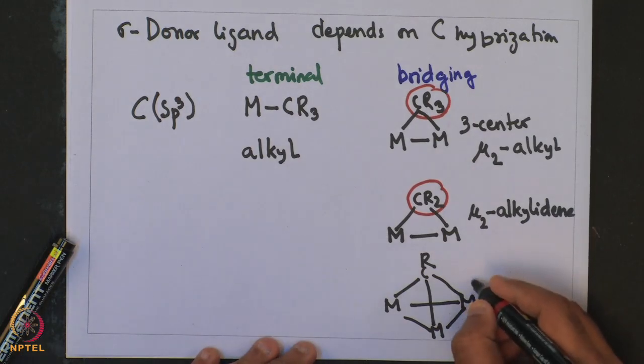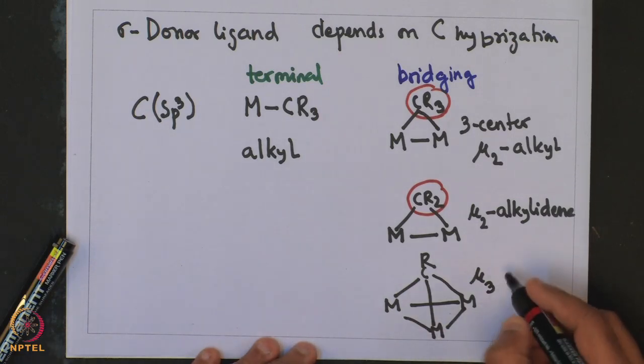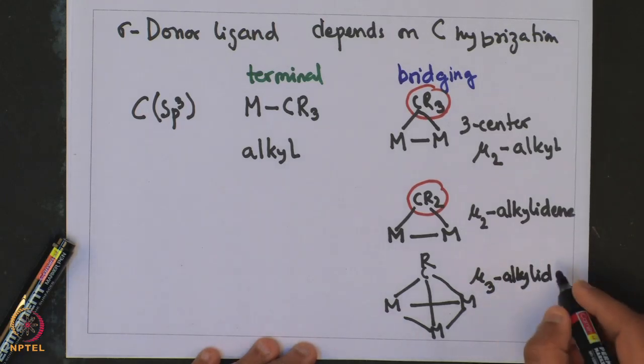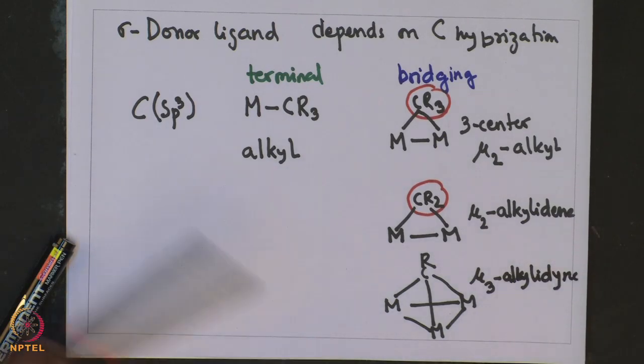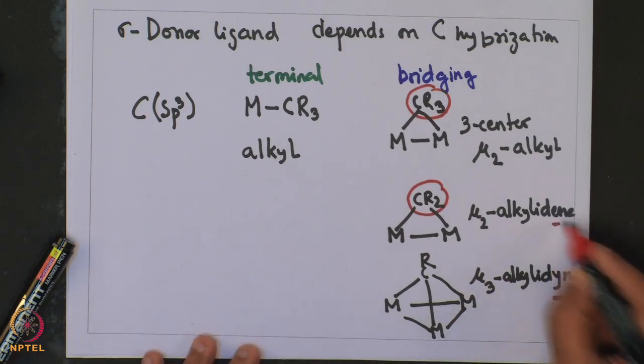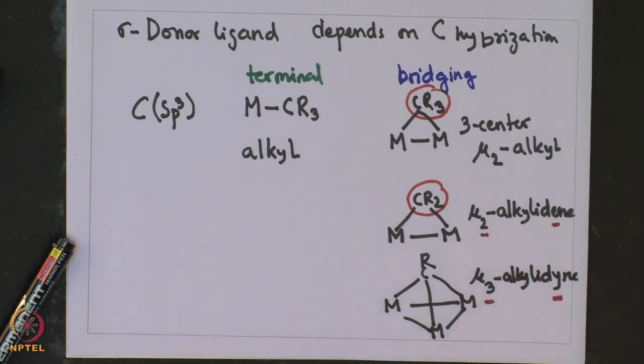And this likewise would be called mu 3 alkylidyne, now that there are 3 metal centers. So, the difference being we have a mu 2 versus mu 3, rest all remaining the same.